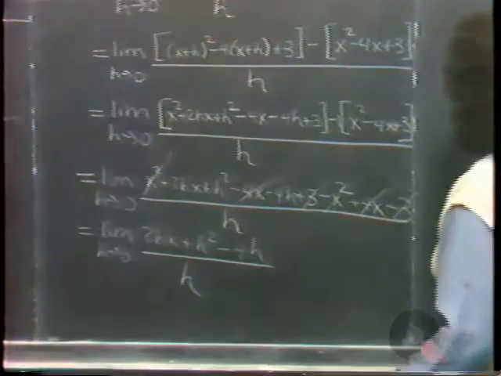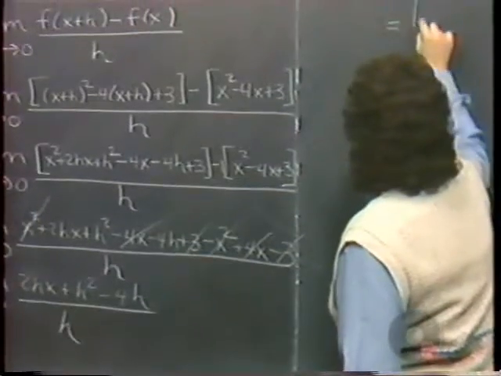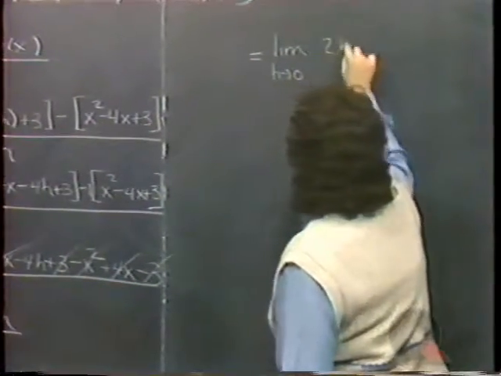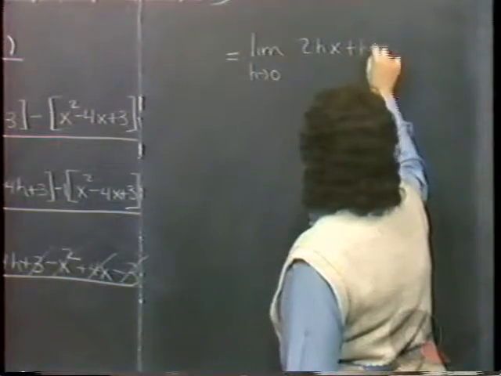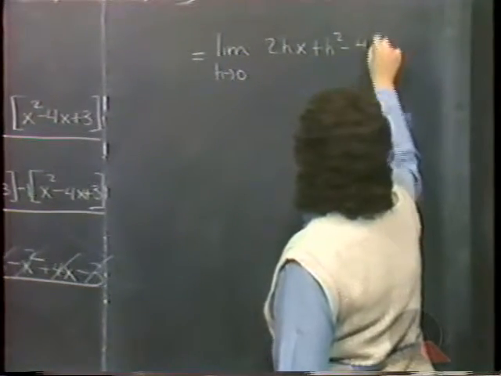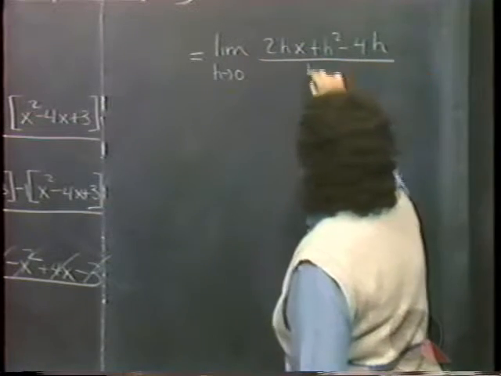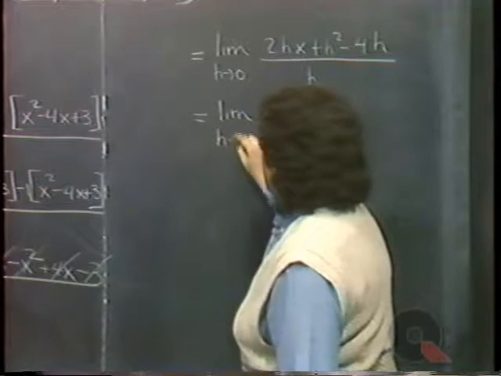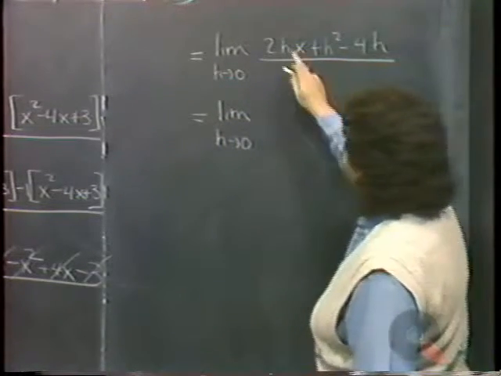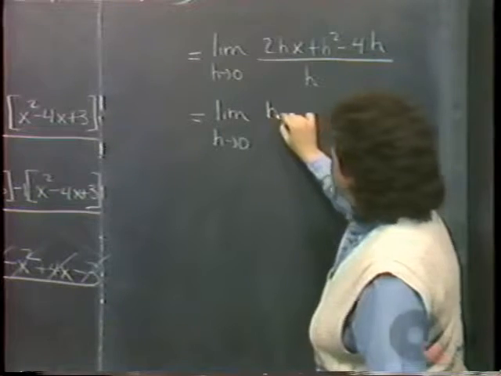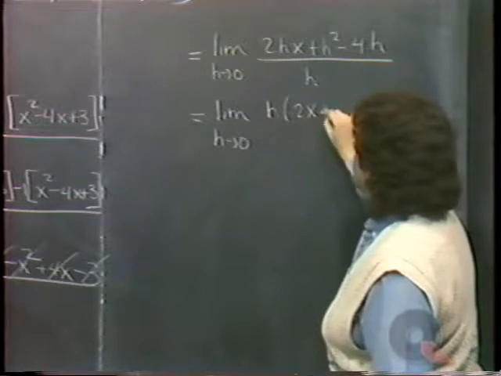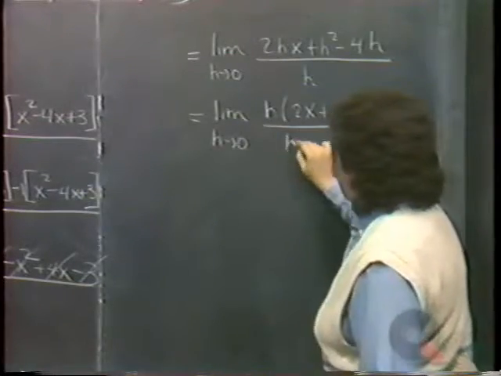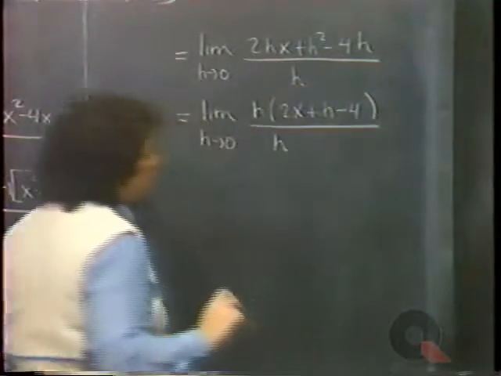Let's write that up on the top here. It's the limit as h approaches 0 of (2hx plus h squared minus 4h) all over h. Now, the nice thing is that at this stage, we can factor an h out of the numerator. The numerator is h times (2x plus h minus 4). Now we have that over h, taking the limit as h approaches 0.